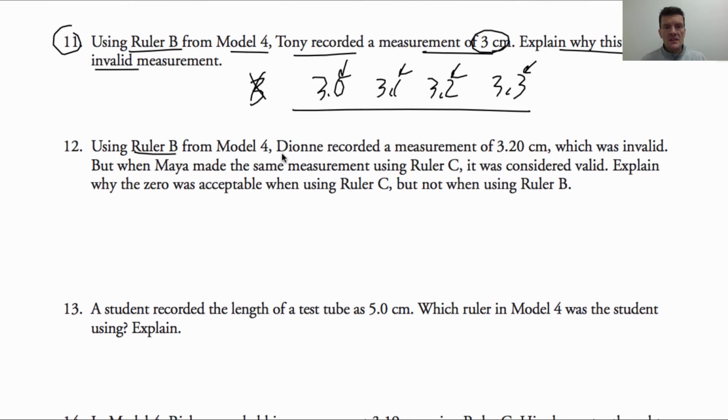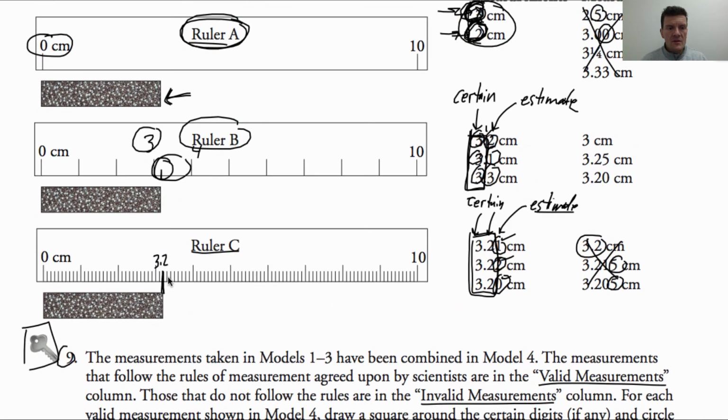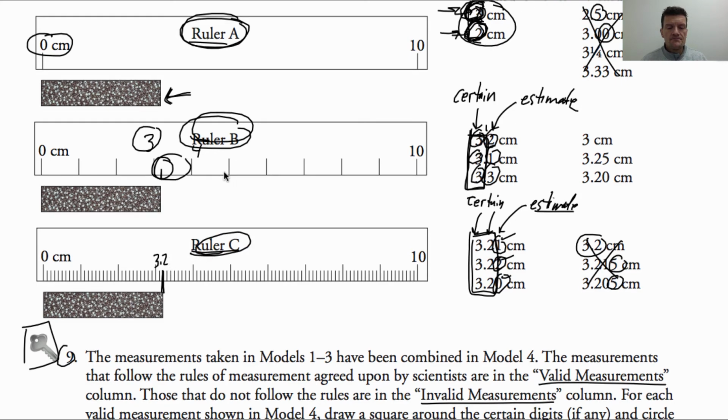Using ruler B, Dion recorded a measurement of 3.20. Again, that's invalid. Invalid because you can't go to that precision. You can't go out to the hundredths. You can only estimate to the tenths because of the markings on that ruler. Okay? When Maya made the same measurement using ruler C, it was considered valid, and that's only because ruler C has more marks on it, has more tiny marks. You are allowed to go to the nearest hundredths on ruler C, but not on ruler B.